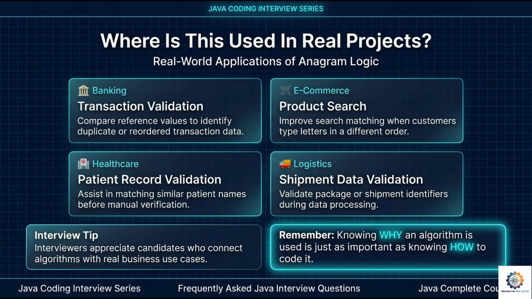Many candidates ask where this logic is actually used in software projects. Here are some examples. In banking, similar validation techniques help detect duplicate or recorded transaction references. In e-commerce, search systems use character comparison for spelling and keyword matching. The same applies to healthcare and logistics as well. The important point is not that companies solve anagrams directly, but that character frequency algorithms appear in many real-world validation problems.